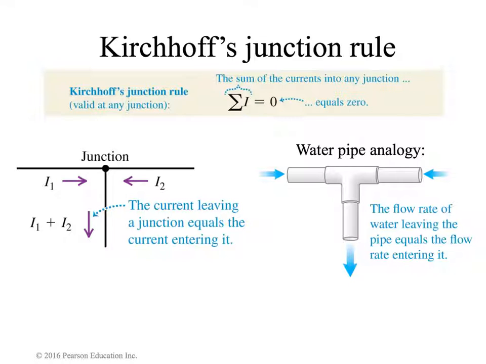There also is a water pipe analogy, which I think is handy as well. Again, we think about the flow of water, and the flow rate gives that time dependence which current has, because current is charge per unit time. So the flow of water coming into the junction has to be equal to the flow rate of the water coming out.